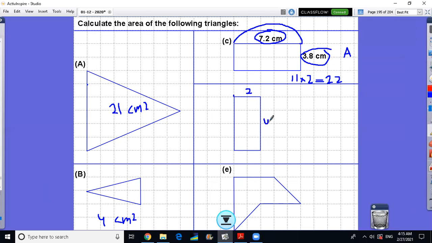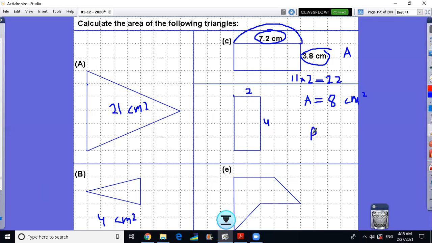I know that this is 4. 1, 2, 3, 4 squares. Okay, good. So the area is going to be what? Area is going to be 8. And don't forget to write the unit, centimeters squared. Centimeters squared. All right, what about the perimeter?